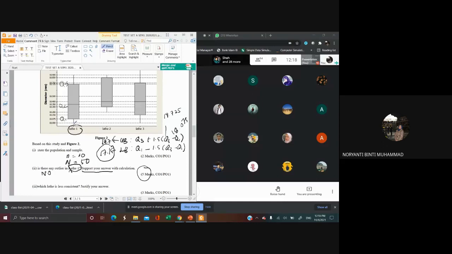Minimum is 18, isn't it? So here 17.1, okay? So there's no data below this, or above 19.7, okay? So that is 5 marks. First you say no, and then you calculate, you need to show it, and then the x is in between 17.1 and 19.7. So therefore, no outlier. Okay, so clear for question number 2?